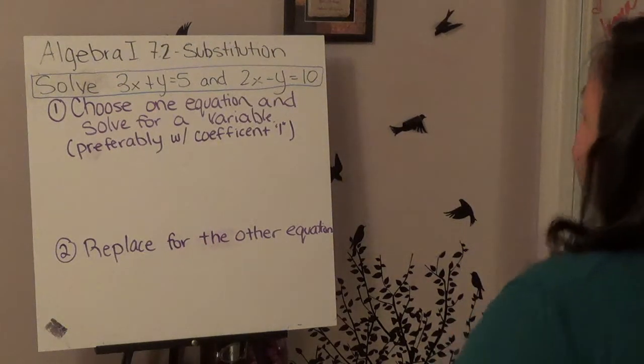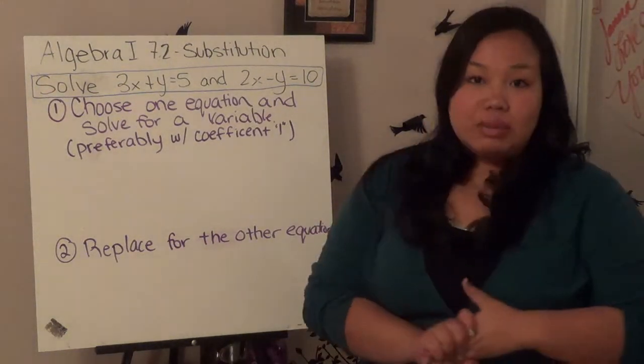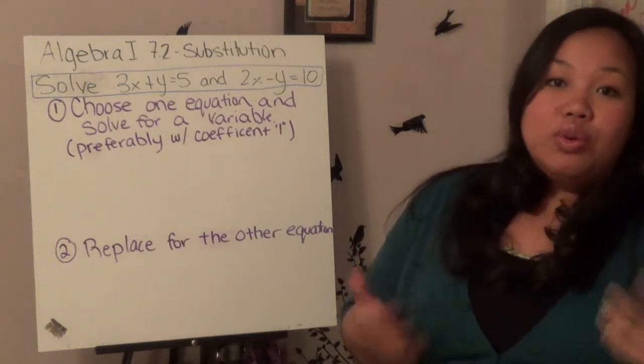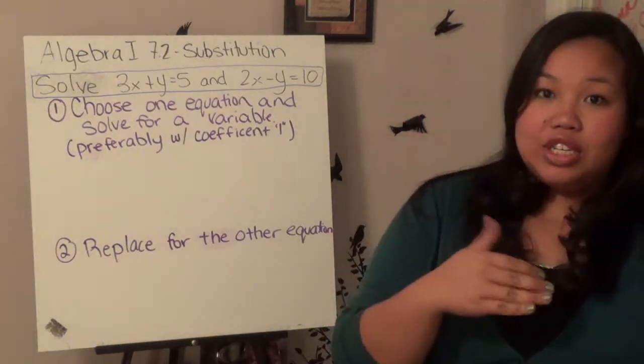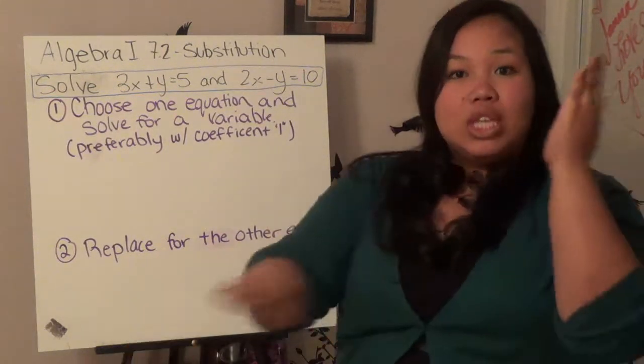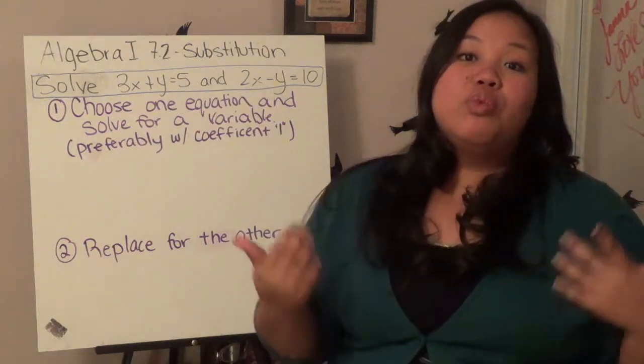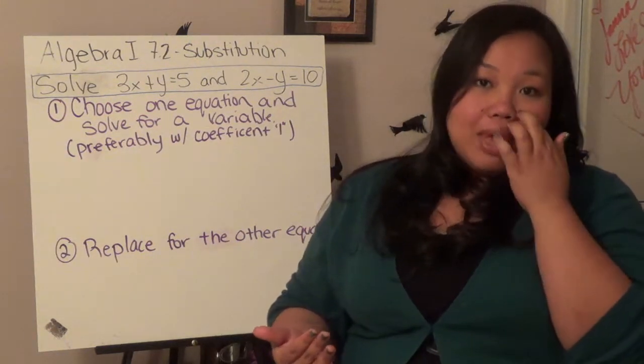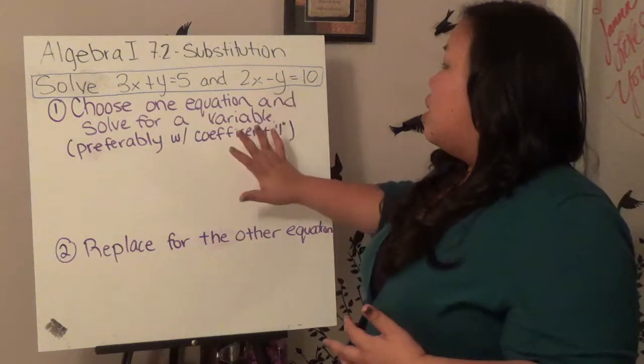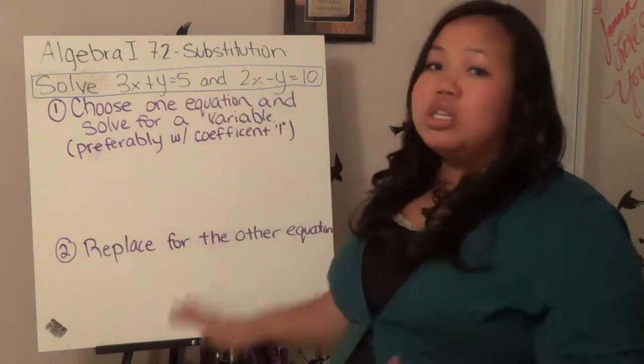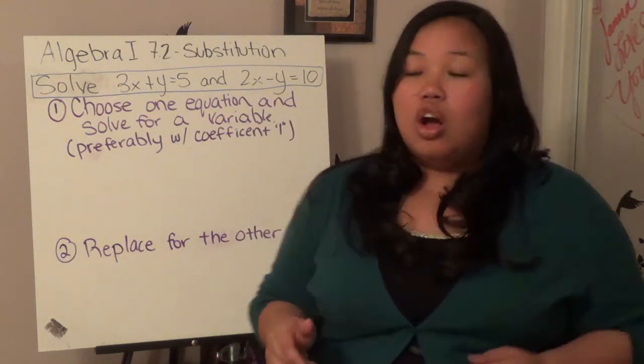Algebra 1, section 7.2, we're dealing with a method called substitution. Now, you dealt with graphing last section, on how to graph and find where the lines overlap. But there's a way that you can do it without graphing. In fact, you'll learn a method here for substitution, and in 7.3 you'll learn another method called elimination.